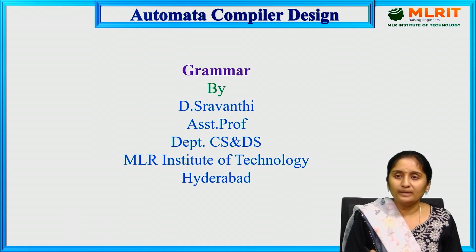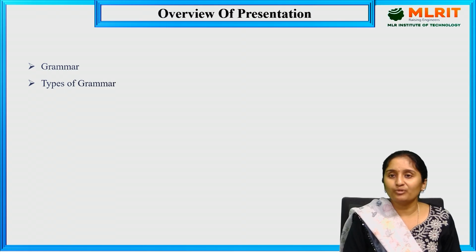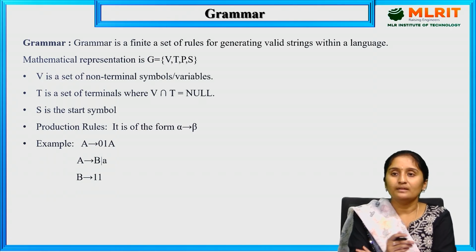Technology. Today my topic is grammar. So here I am going to discuss what is a grammar, what are the types of grammars, how we are going to write a grammar, and what are the production rules, the non-terminals, and the terminals. All these things we are going to discuss over here. So first let us learn what is a grammar.